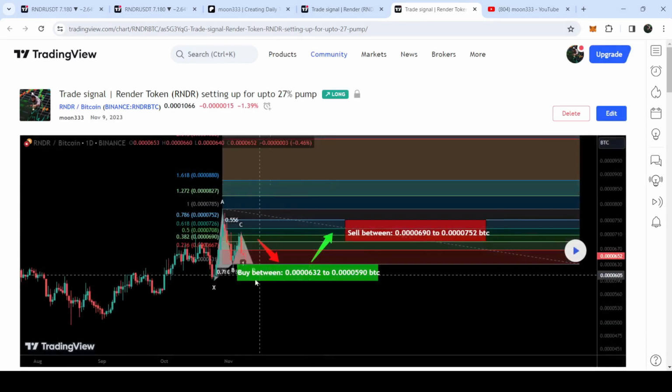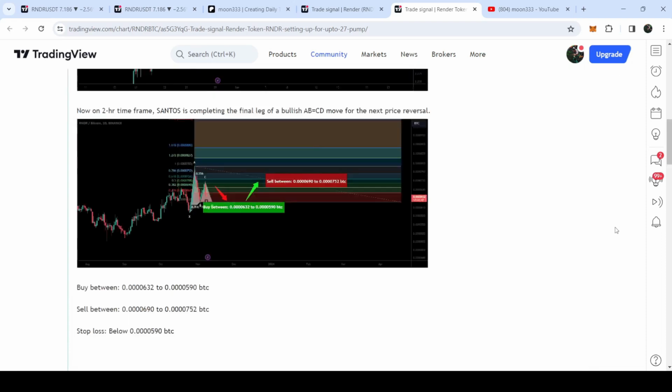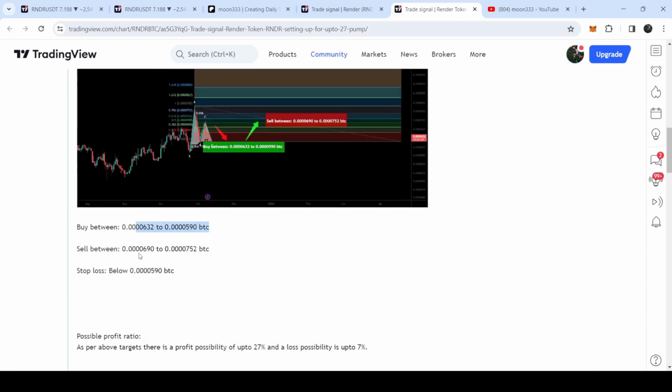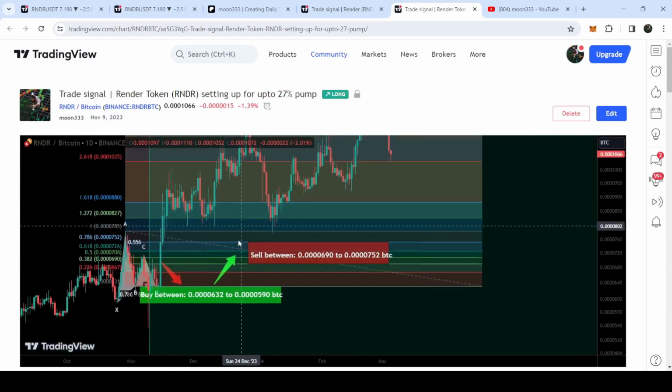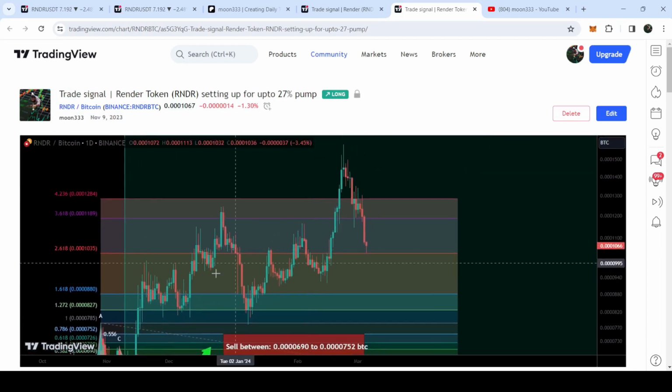At that time, it was completing the final leg of a Gartley pattern on a daily time frame chart with Bitcoin pair. This was the complete trade setup, a buying range, the sell target zone and the stop loss. Now if I play this chart, you can see that the price first dropped down and entered the buying zone here. Then we had a very, very massive reversal and it rallied more than 111%.